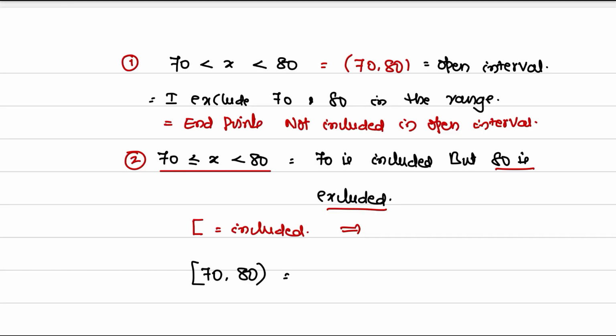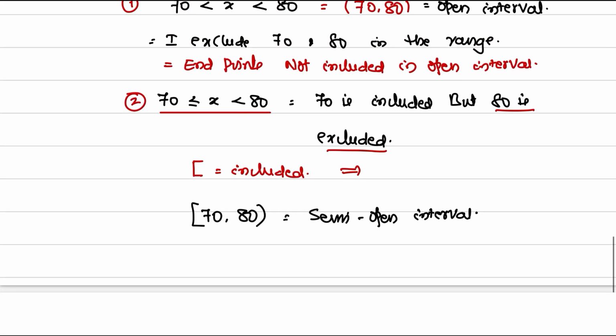That means one end is included, the other end is open. That means semi-open interval. These are very important, may look simple but very important when you are doing your real mathematics in the CAT examination. These basics are very, very important. Now, did you understand this?